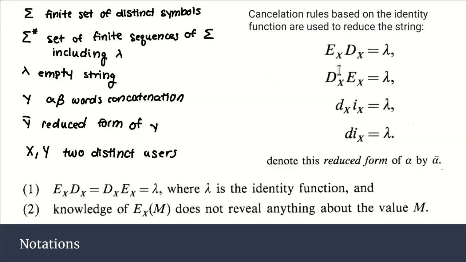Here are some notations used throughout the paper. The identity function is important and says that the encryption with the decryption operator will equal an empty string. Cancellation rules based on the identity function are used to reduce the string. A reduced form of a string is denoted by having a bar over it.